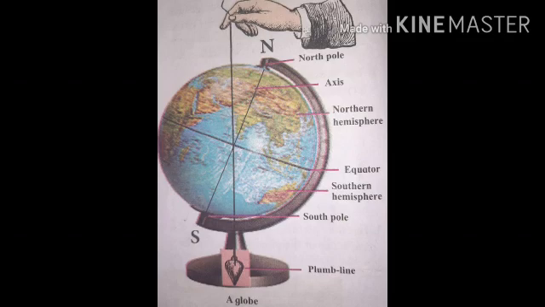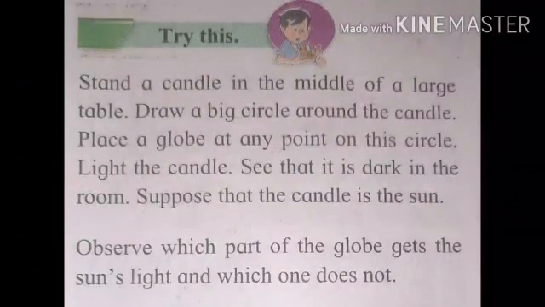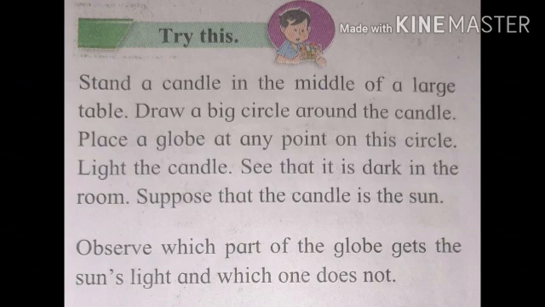Now next, try this. Here is also a small activity which you can try. Stand a candle in the middle of a large table. Draw a big circle around the candle. Place a globe at any point on the circle. Light the candle. See that it is dark in the room. Imagine that the candle is the sun.